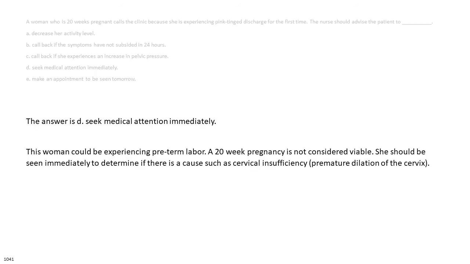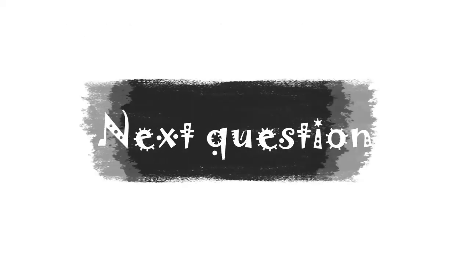The answer is D. Seek medical attention immediately. This woman could be experiencing preterm labor. A 20-week pregnancy is not considered viable. She should be seen immediately to determine if there is a cause such as cervical insufficiency, premature dilation of the cervix.